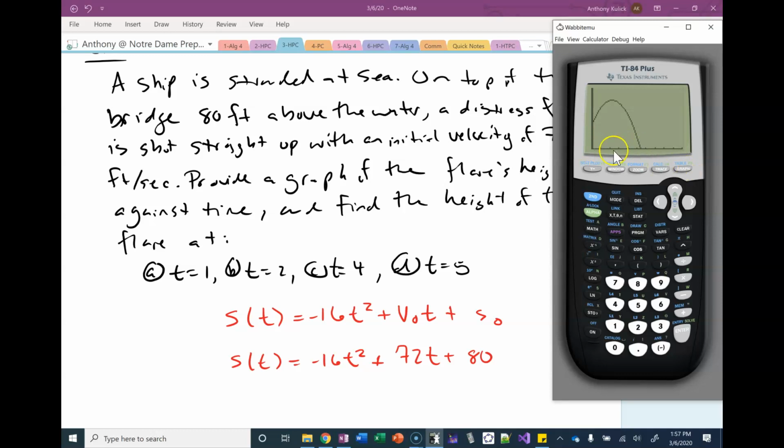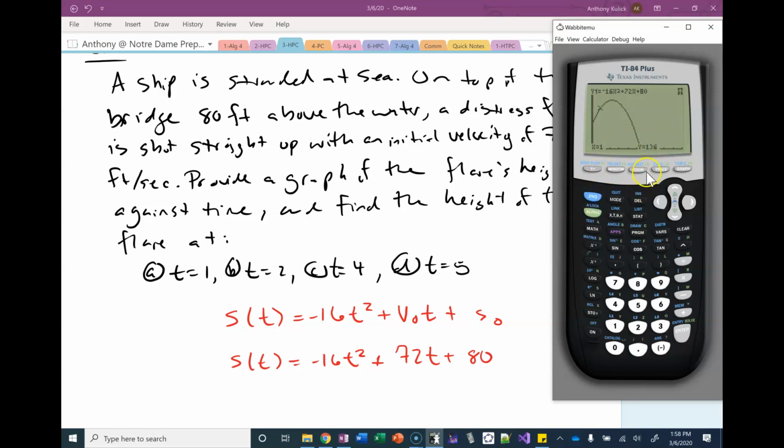So remember, the x-axis is time and the y-axis is height, because this flare is just going straight up and down, right? So if I want the height at time 1, the easiest way to do this is to press second, trace, and choose the value command, and pick x to be 1. In that case, it tells me the y is 136.